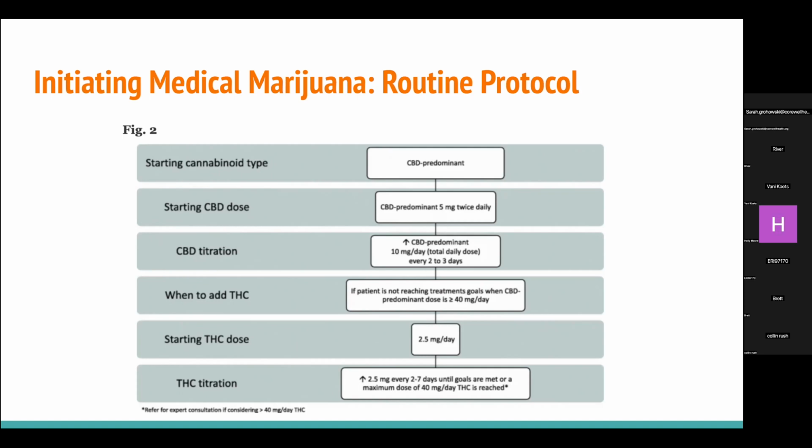Yep. So for the routine use, they picked a CBD predominant variety to start with because it's more tolerable, has a better safety profile, and doesn't have that euphoria associated with THC. There's a lower risk of adverse effects overall with those CBD predominant products.